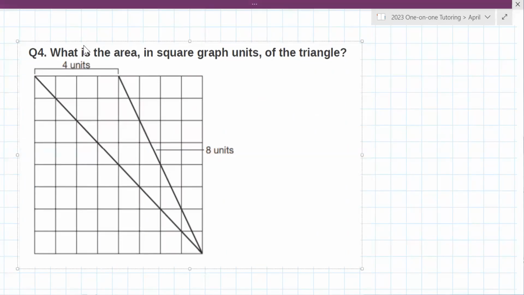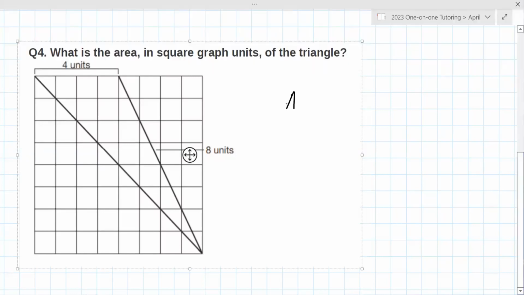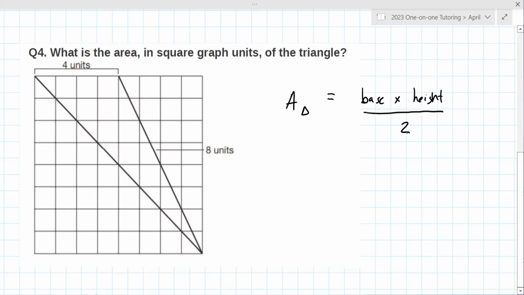Okay, do you remember any formulas for the areas? Okay, so the area of a triangle is the base times the height divided by 2. The base is what it sits on. It sits on this one up here. So the base in this problem would be 4.